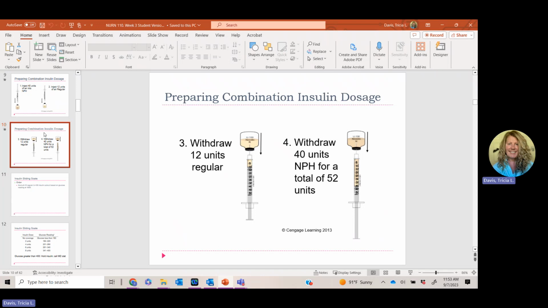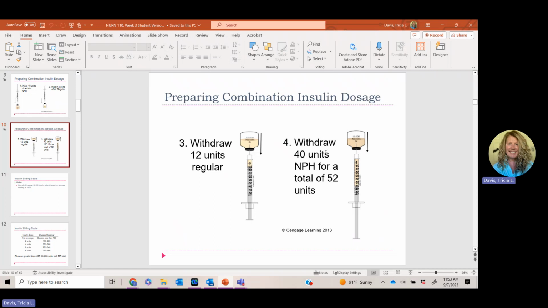Since we want to pull that up first, we're going to leave that syringe in that bottle, turn that bottle upside down with our non-dominant hand and pull back 12 units. Then we're going to go over and pull up our 40 units. Now we've already injected air in there, so we don't have to do that again. And now we can put our syringe in and pull back our 40.